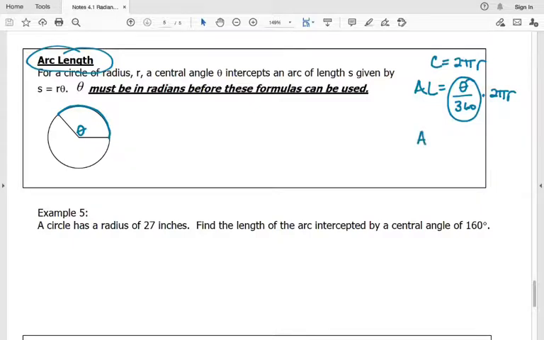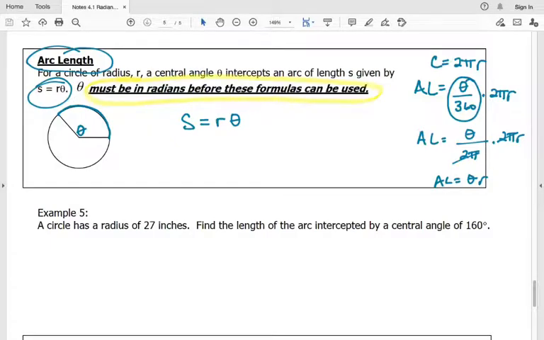Well, remember that 360 degrees is the same thing as 2 pi. So when you multiply those out, the 2 pi's cancel, and so your arc length is just theta times r. So that's where they're getting this formula right here. They say S, which stands for arc length, equals the radius times theta. And when we do this, the angle must be in radians before we can use this formula, because I converted this 360 right here to 2 pi.